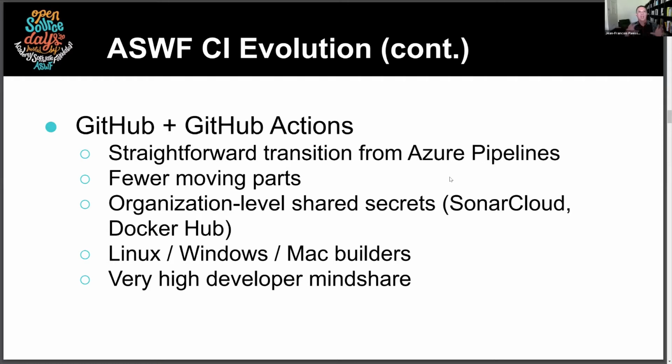Not having a separate CI system from the SCM system meant fewer moving parts. It allowed us to fairly simply share organizational level secrets. So for instance, a single token for SonarCloud analysis or a single token for pushing to Docker repositories could be shared across all of our projects. It does offer Linux, Windows, and Mac builders. And as I said earlier, it has the widest open source developer mindshare.